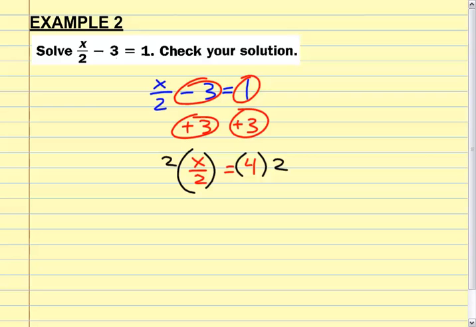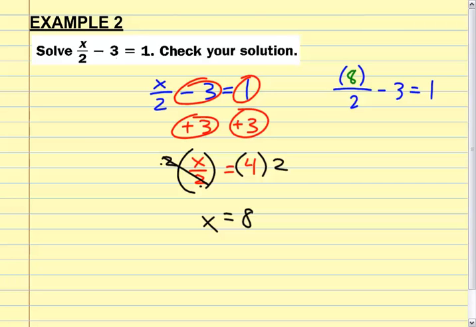What happens to this 2 and this 2? They cancel, and leave me with what? x. And what do I get on the right side? 8. Now, I'm almost done, but it says check your solution. So I'm going to rewrite the equation just like they gave it to me, except I'm going to put parentheses in place of the variable. And what am I going to put in the place of those parentheses? 8.